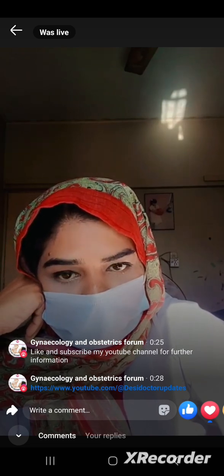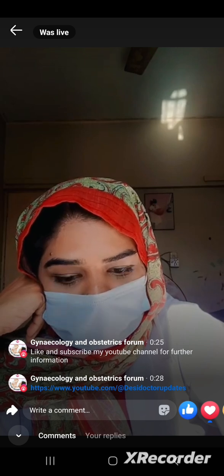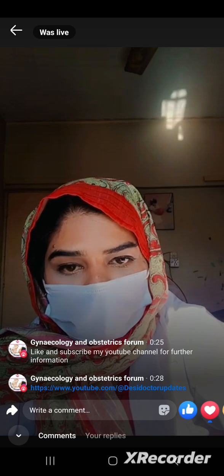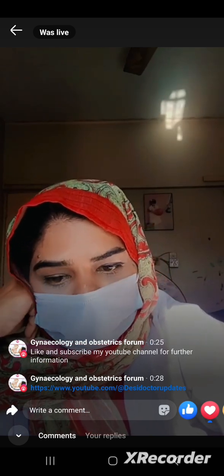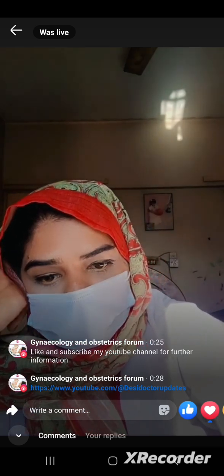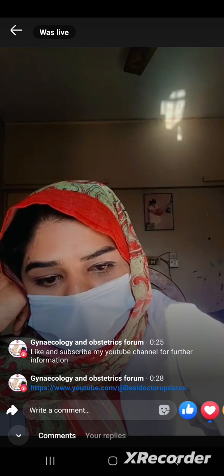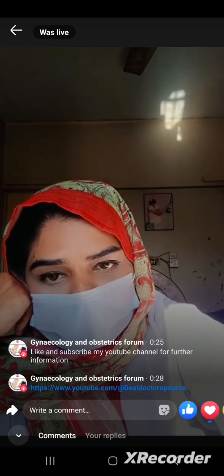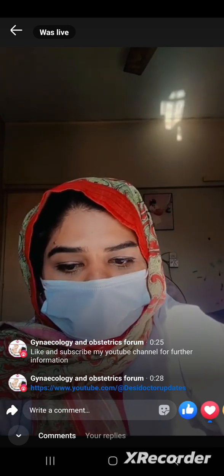Number one is dilatation of the cervix. Number two is consistency of the cervix, then length of the cervix, the position of the cervix, and station of the presenting part. Now for the dilatation of the cervix, you have to see whether it is dilated or not. If it is not dilated, you give 0 score. If it is 1 to 2 cm dilated, you give 1 score. If it is 3 to 4 cm dilated, you give 2 score. And if it is more than 5 cm dilated, you give a score of 3.